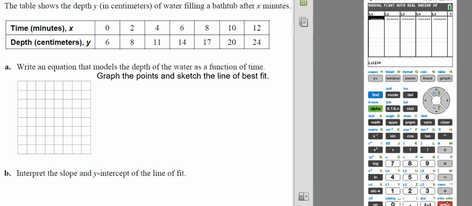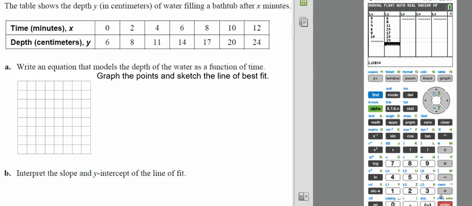enter in my data. So my L1 will be all of my X's and my L2 will be all of my Y's. So I have 0 and then 2, 4, 6, 8, and 10. Then I'll arrow over to L2 where I'll put 6, 8, 11, 14, 17, 20, and 24.